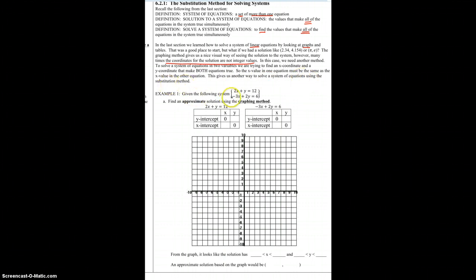So this gives us another way to solve a system of equations using the substitution method. Given the following system, 2x plus y equals 12, negative 3x plus 2y equals 6, we're going to first find an approximate solution using the method that we've already learned, which was the graphing method.